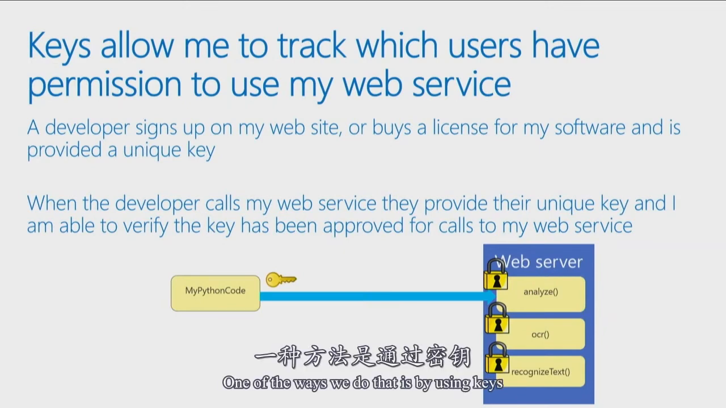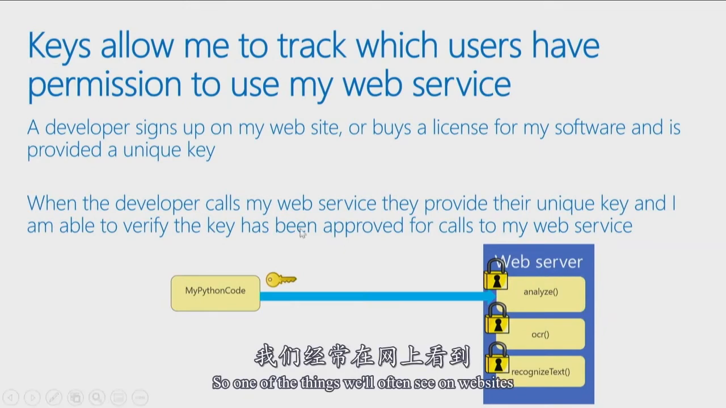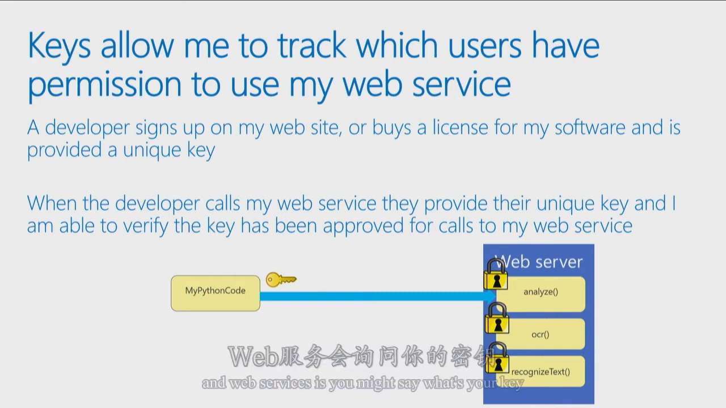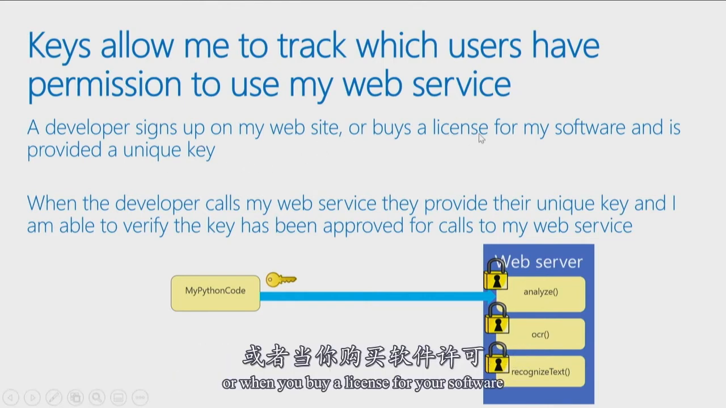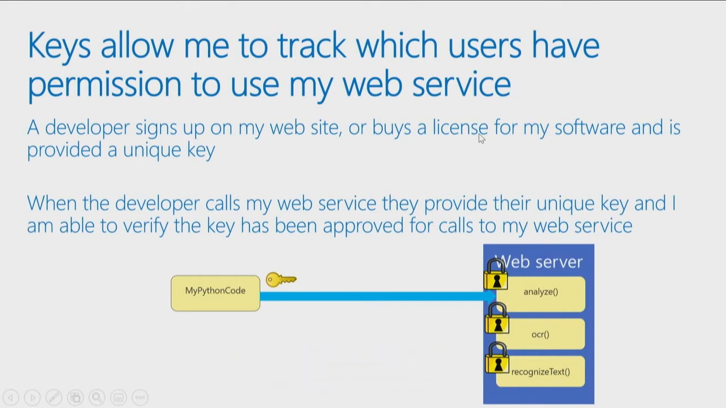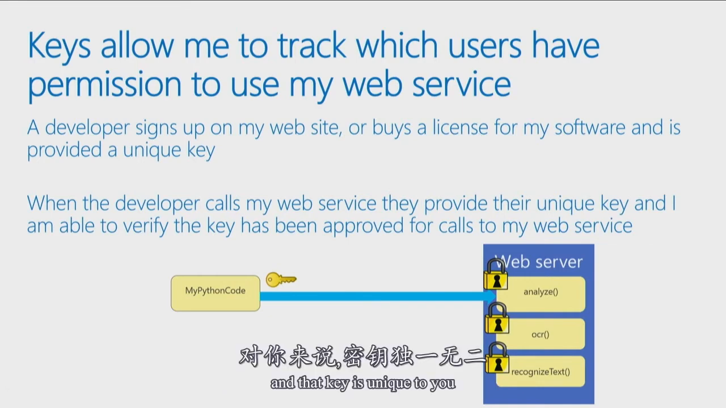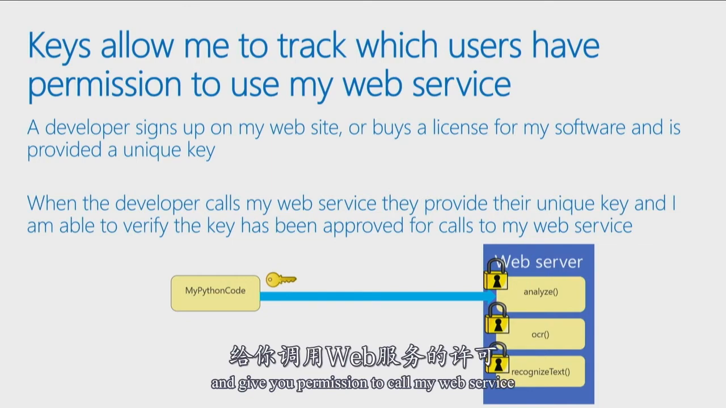One of the ways we do that is by using keys. So one of the things we'll often see on websites and when we play with APIs and web services is you might say, what's your key? So generally speaking, there'll be a website you have to go to, or when you buy a license for your software, you're provided with a key. And that key is unique to you and gives you permission to call my web service.